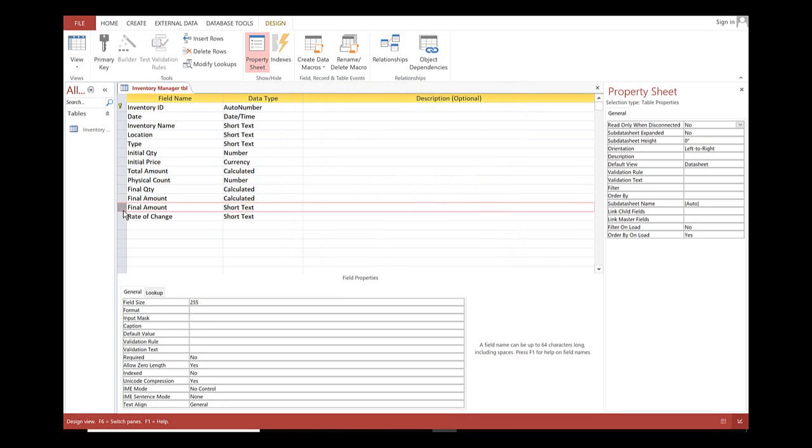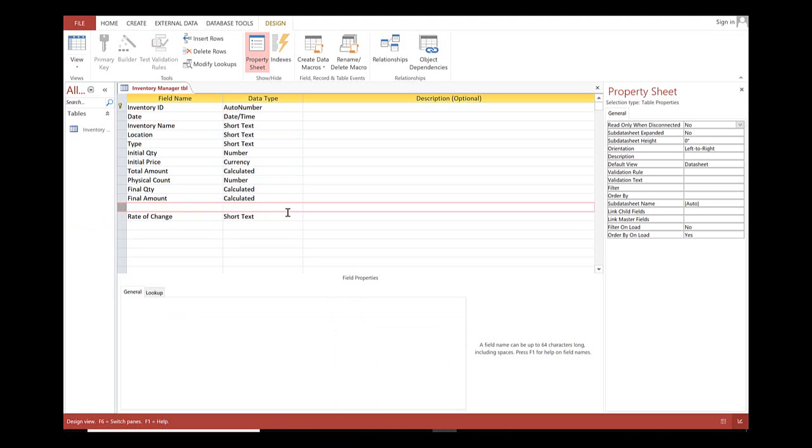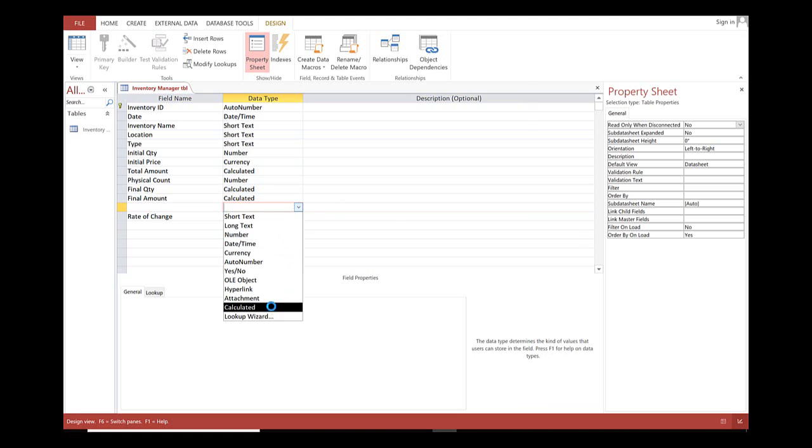We delete this one, and the rate of change is... calculated field. Let's insert calculated.